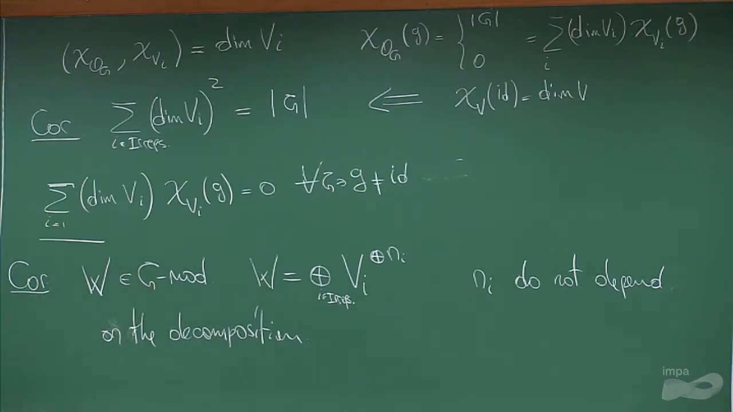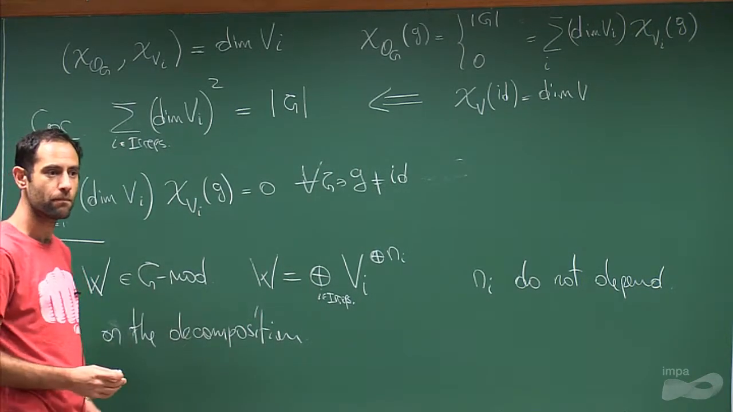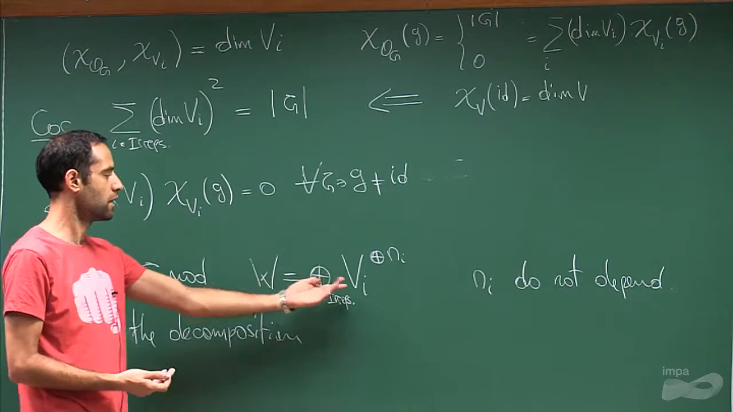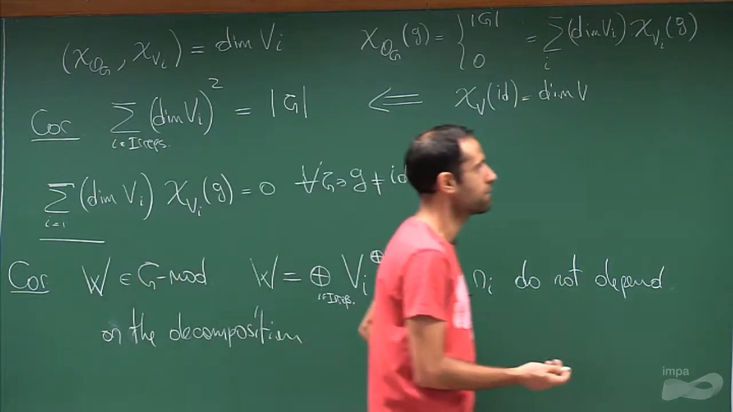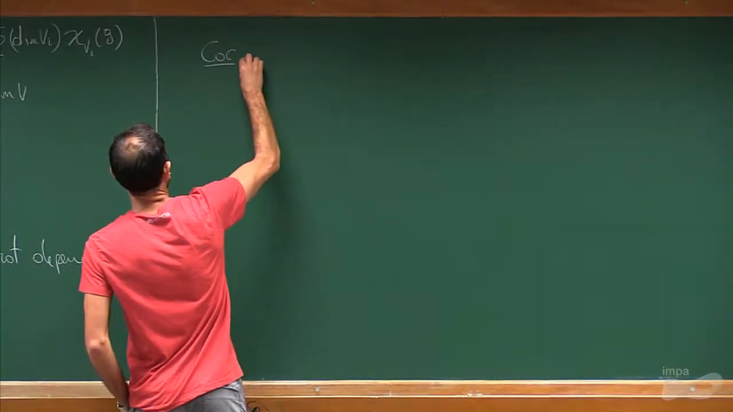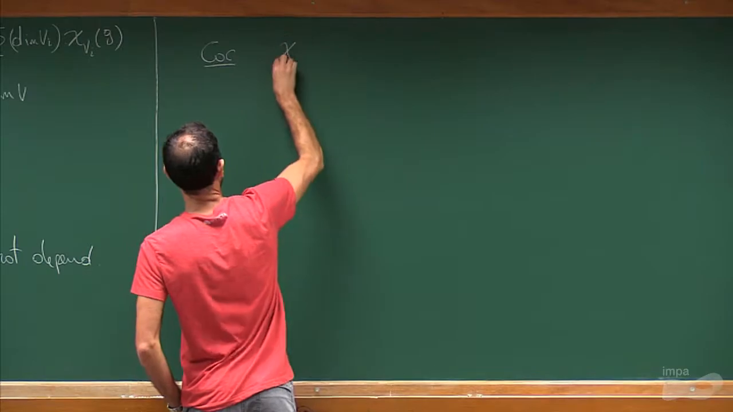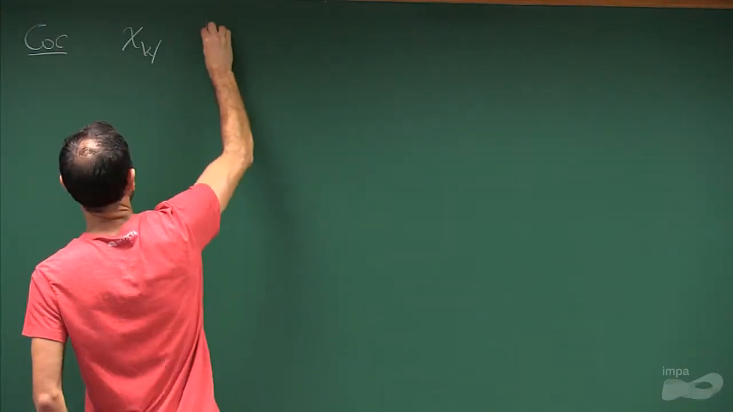Namely, if you decompose W as a sum of irreducible representations counted with multiplicities, then the only thing that might differ is the order in which you write the sum. But the irreducible components are just independent. And this corollary follows from the stronger statement that the character of W identifies W.